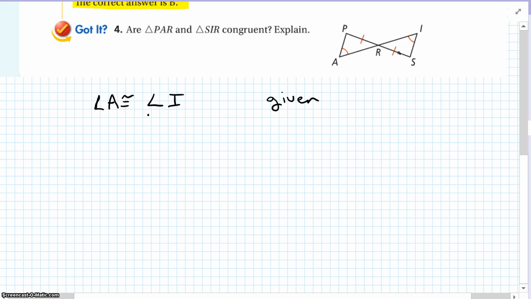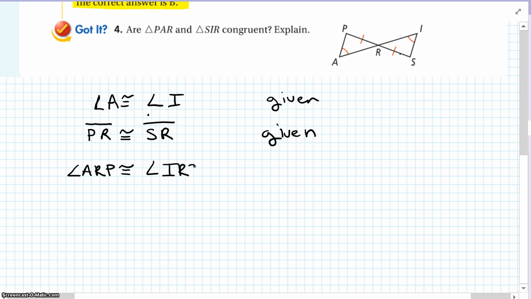What else do I know? Segment PR is congruent to segment SR. That's given. So I can say angle ARP is congruent to angle IRS. Why? Vertical angles are congruent.